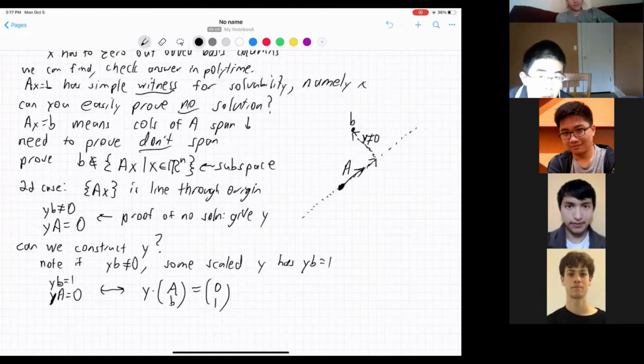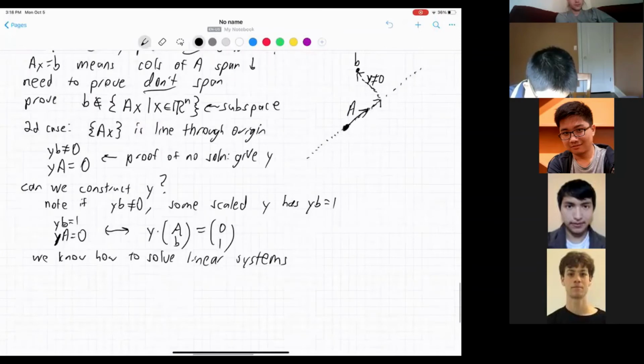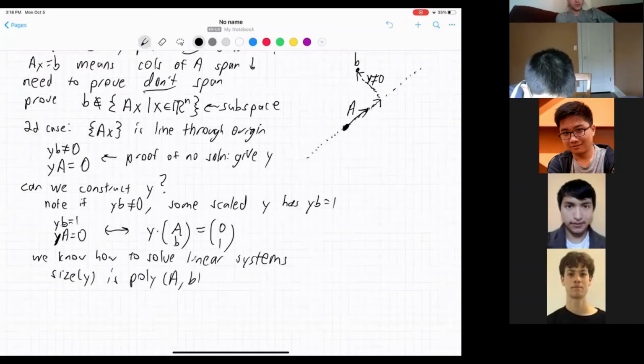So this is just another linear equality system, right? We already know how to solve linear systems. And notice this also tells us that the size of this witness Y is polynomial in A and B.